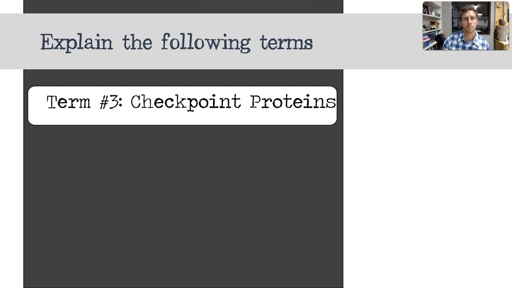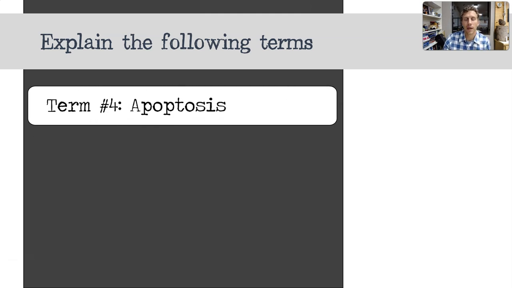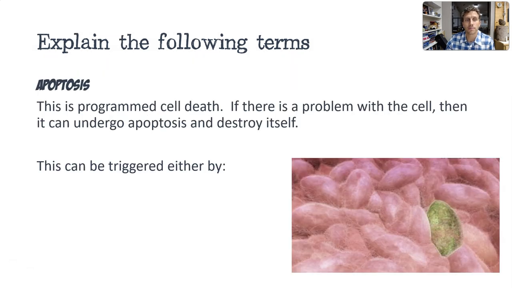become cancerous. Term number 4, apoptosis. The other phrase that we used for this was programmed cell death. Okay, if there's a problem with the cell, then it can undergo apoptosis and destroy itself.